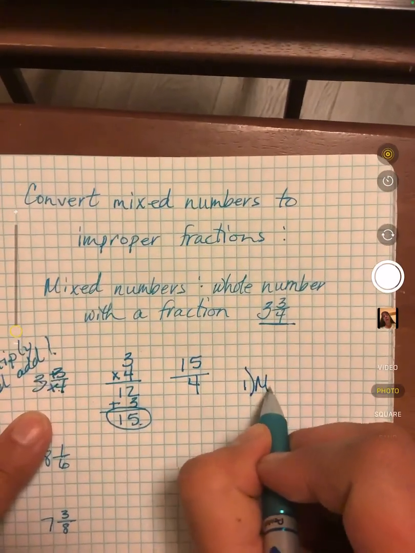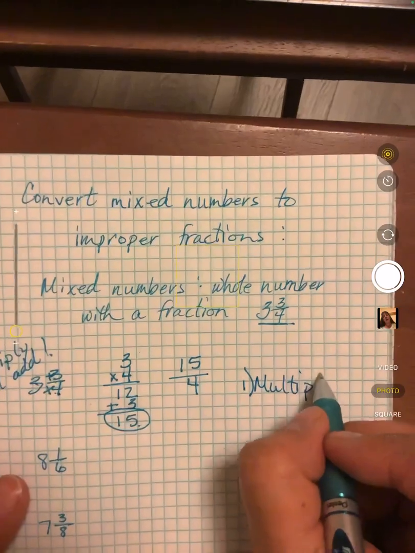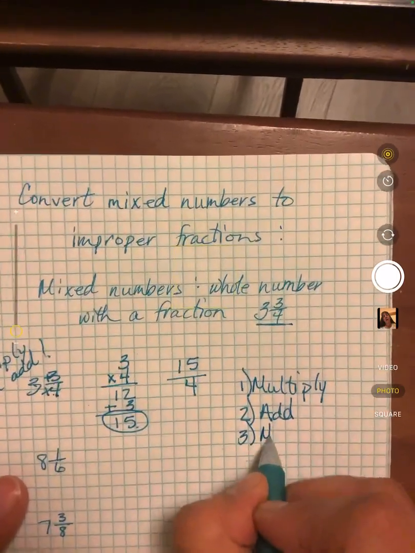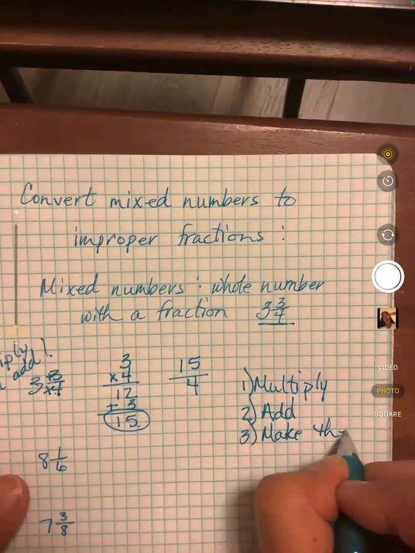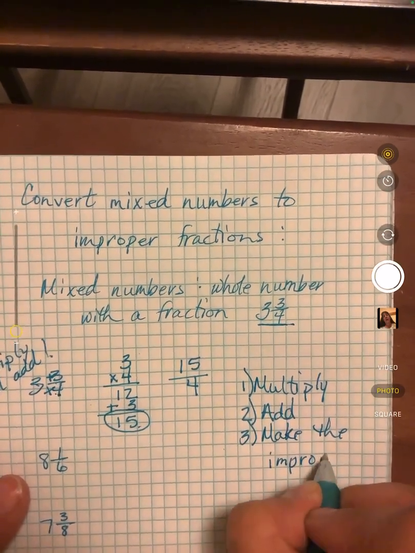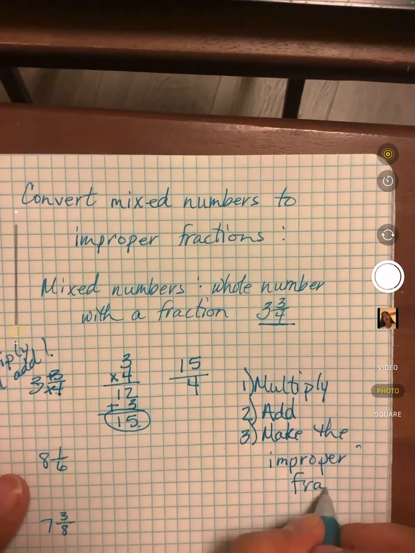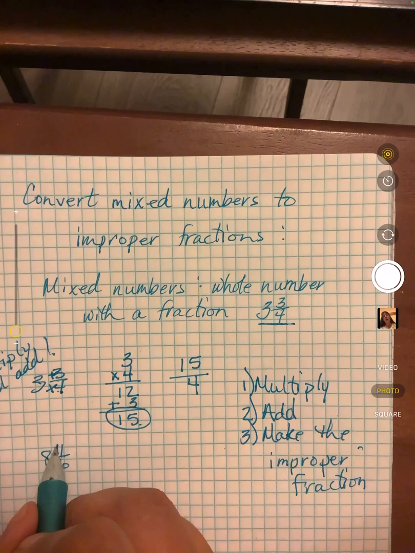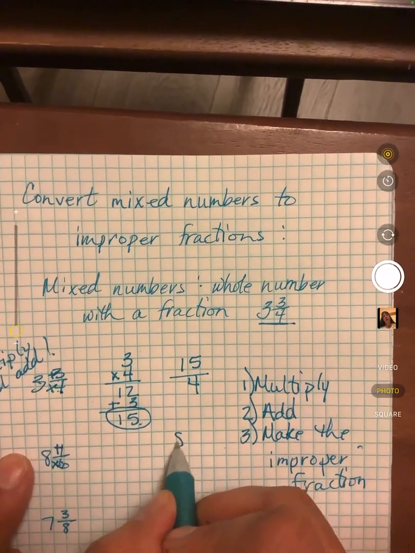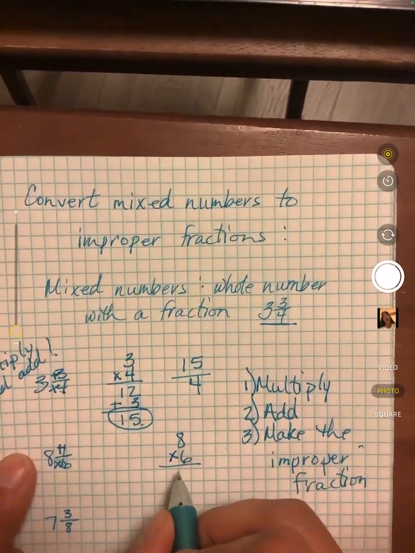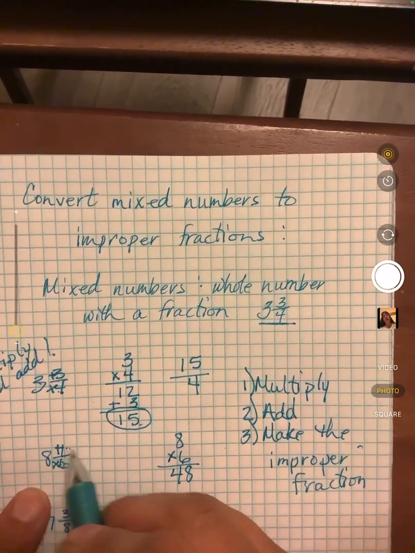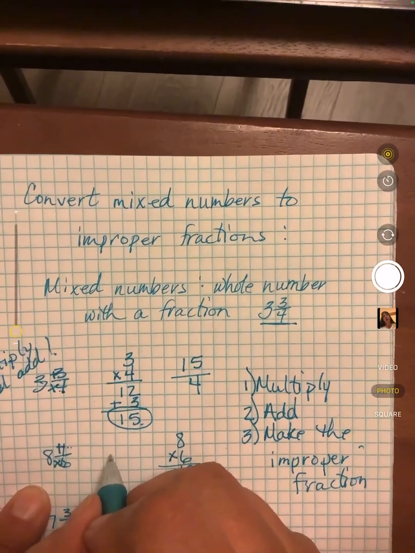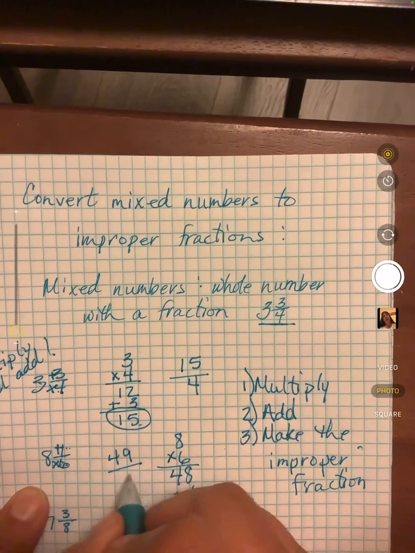So we multiply and then we add. And then we make the improper fraction. Okay, so we multiply 8 times 6, and then we add. Okay, multiply first. 8 times 6 is 48. And then we add this 1 on. 48 plus 1 is 49. So my improper fraction, 49 goes on top, and then my denominator is 6.